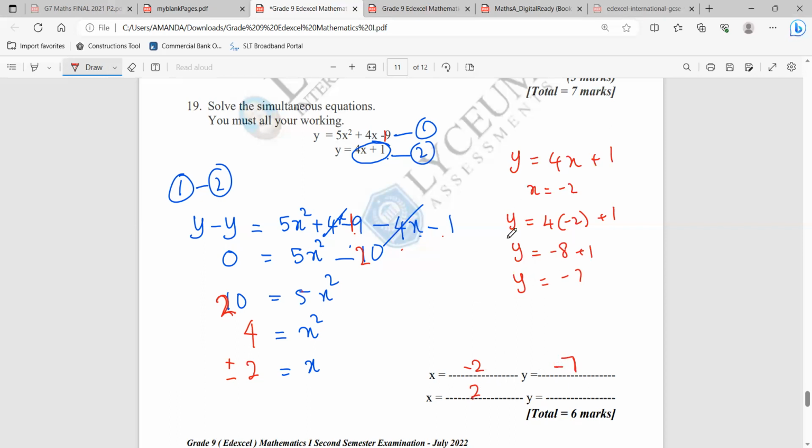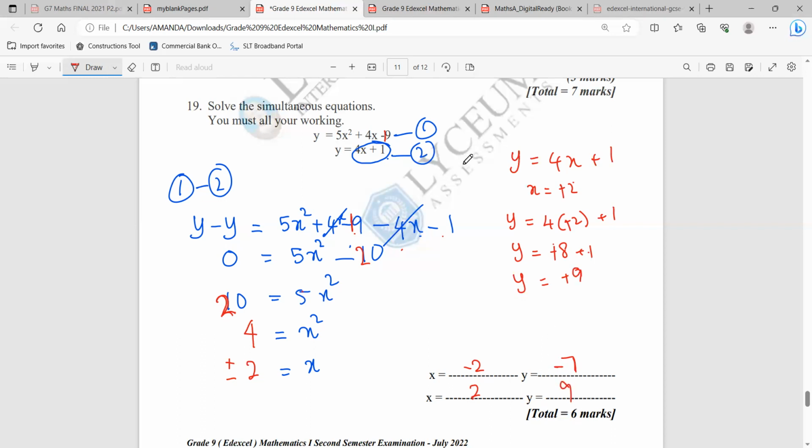So now I'm going to apply x plus 2 to the same equation. When it's plus 2, this is plus. So this is positive 8. Positive 8 plus 1 is 9. So this is going to be 9.